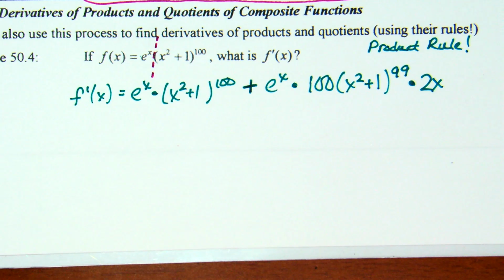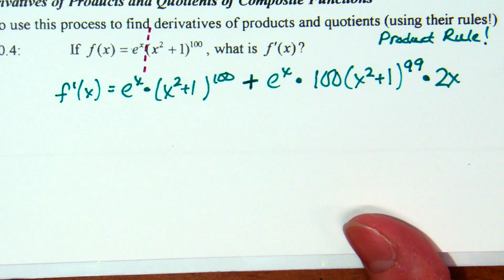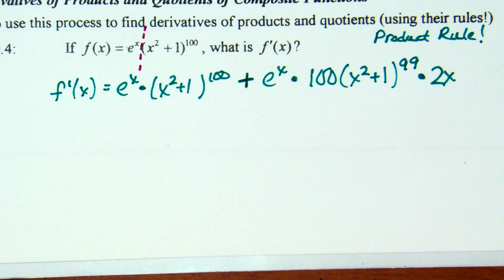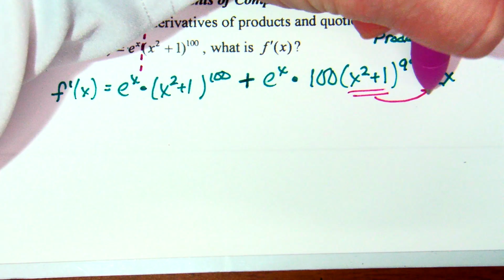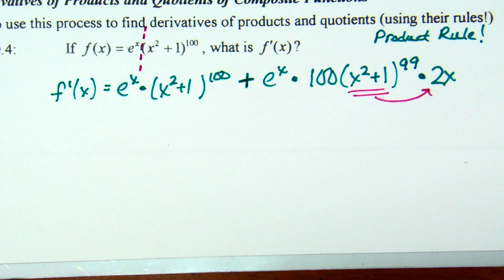So there we had product rule and chain rule within the product rule. Okay, definitely gets a little more confusing. You have to be careful there. Now, let's see. You guys did note here that the 2x is because we did derivative of x squared plus 1.